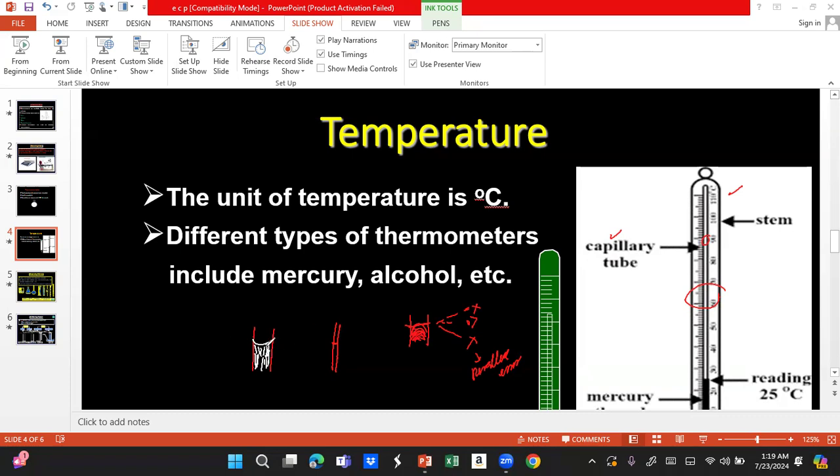So this is the lower meniscus. Here we study the meniscus. Meniscus is basically the shape of the surface of the liquid. Hope you understand. You have to see from this level; above or below this, you have parallax error. This is very important.